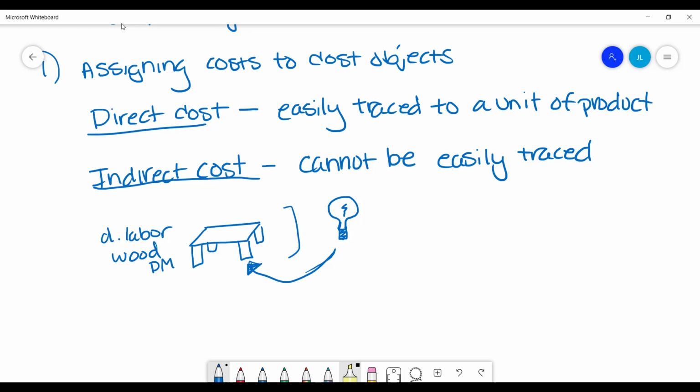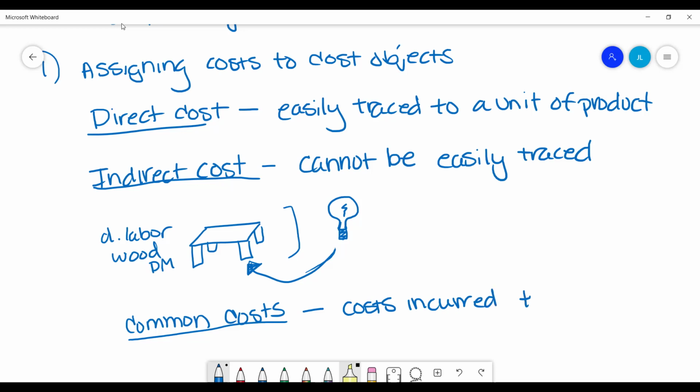So a third item we're going to look at is common costs. Common costs are just a type of indirect cost, okay? But what makes common costs different is they are incurred to support a bunch of different cost objects at a time. So costs incurred to support many cost objects, okay?